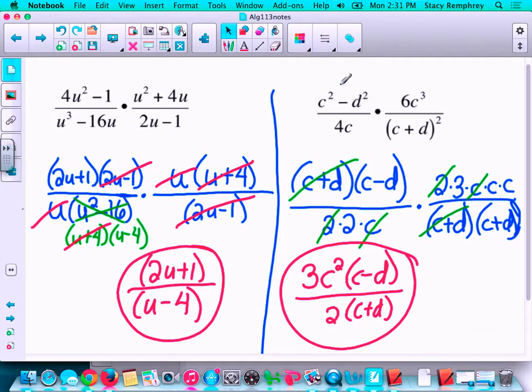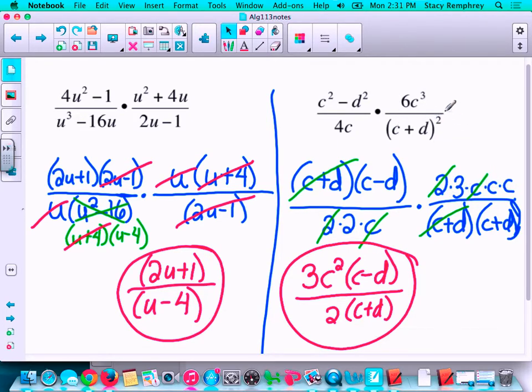Over here, again, I was left with a difference of 2 squares, so that factors into (c plus d)(c minus d). Again, 2 perfect squares, subtraction, you need to be picking this up, that these can always be factored. I took the 4c and broke it into its factors of 2 times 2 times c. There was no addition or subtraction there. That's why I went into breaking this one up. 6c cubed, again, I broke that into its prime factors.